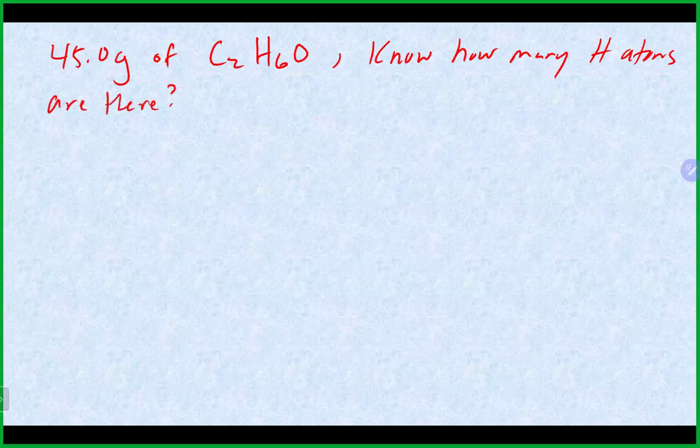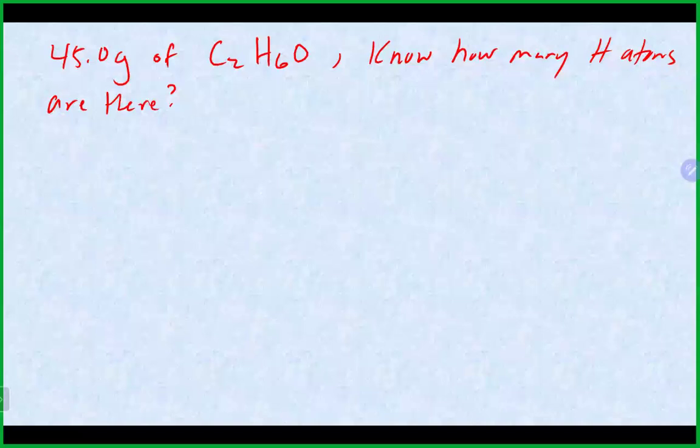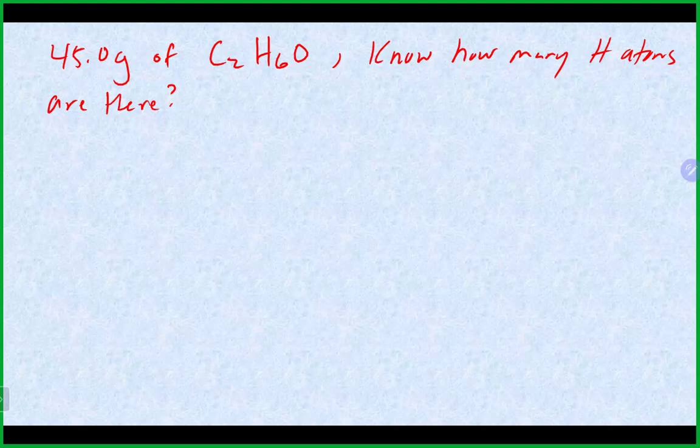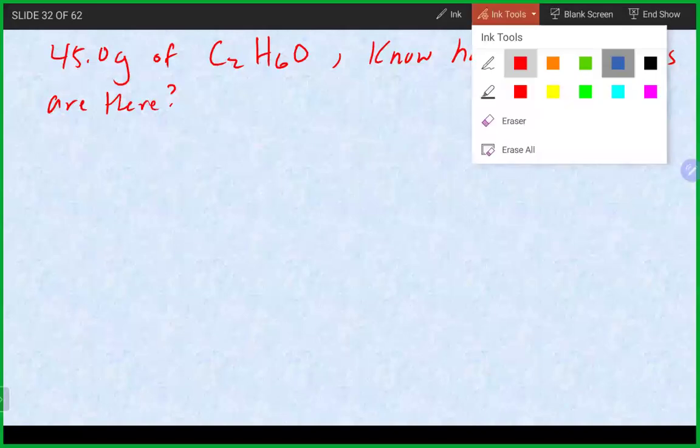So in this particular case, we are ultimately not interested in the entire thing, the ethanol, the C2H6O. We're actually only interested in the hydrogen part of it. We need a way to go from the whole thing to just the hydrogen part, and we could actually use the formula itself as a conversion factor to do so.